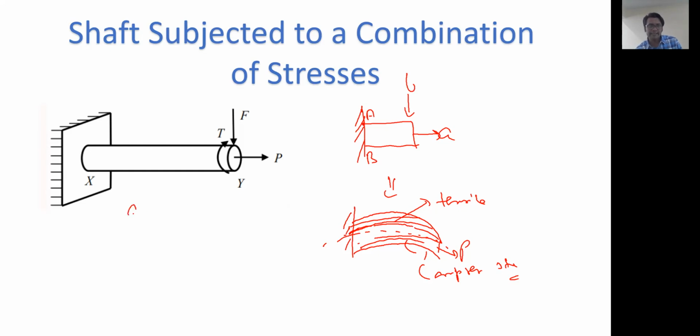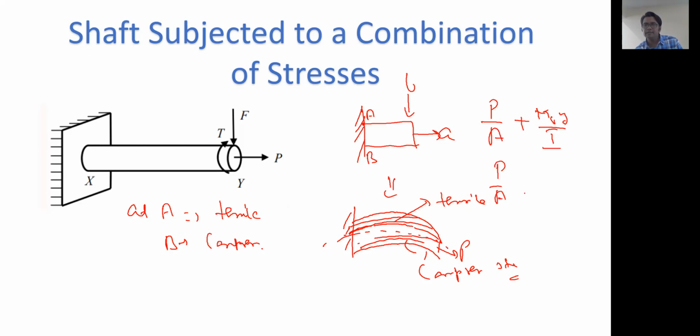Okay, so at A we will be having the tensile load, and at B we will be having the compressive load. So we see that it can be added as P by A plus MB y by I. And at B it will be P by A minus MB y by I.